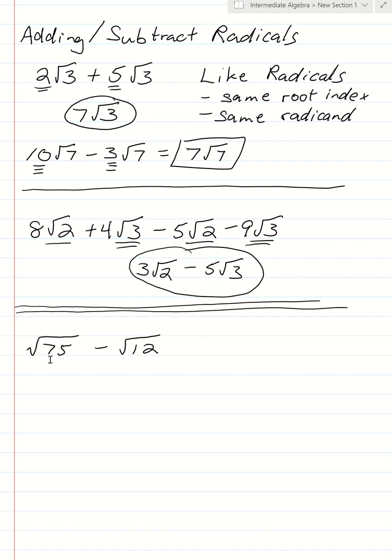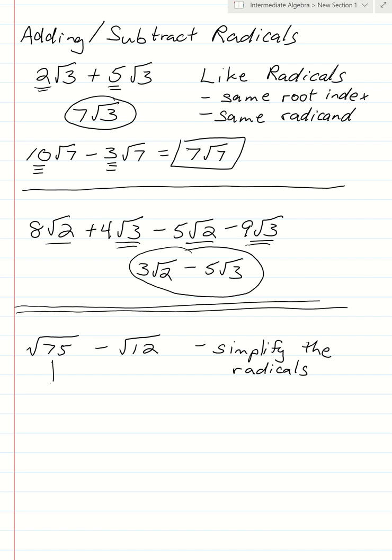Now here, you can see that yes, they are both square roots, so they do have the same root index. However, the radicands 75 and 12 are different. So we cannot subtract what we have going on here right now. What we're going to have to do first is simplify the radicals. That's what we're going to have to take a look at first, because maybe if we can simplify our radicals, we might be able to form like radicals.